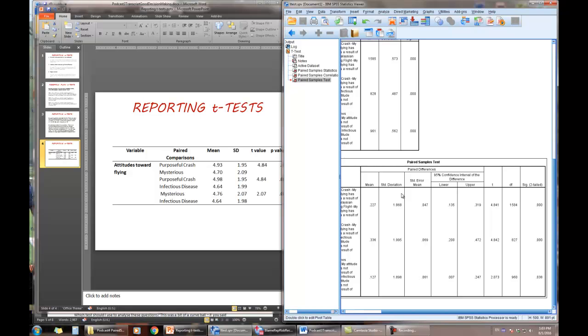And that concludes our fourth podcast on paired sample t-tests. Coming up in our next one, we take a look at ANOVA and ANCOVA.